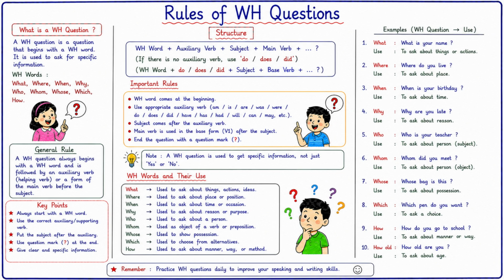In modern, everyday American English, however, many speakers simply use who instead of whom. For example, who did you meet? This is extremely common in conversation.